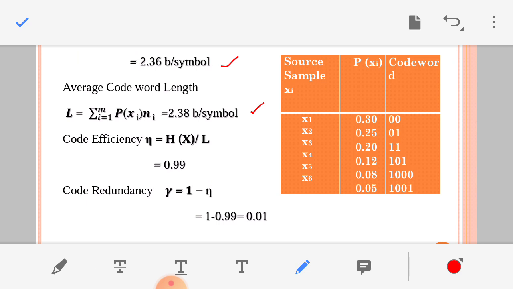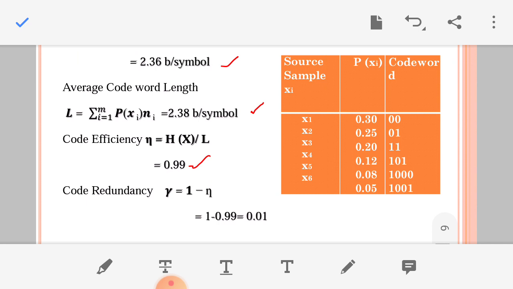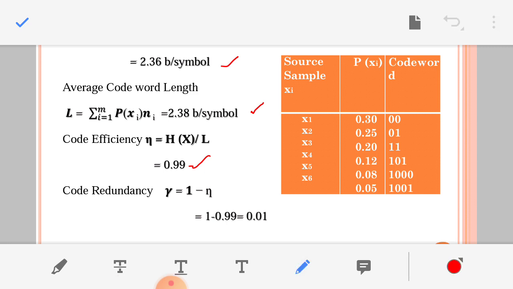Code efficiency eta equal to entropy divided by average code word length. We substitute 2.36 bits per symbol divided by 2.38, we get 0.99. Then code redundancy equal to 1 minus code efficiency, that is 1 minus 0.99 equal to 0.01.